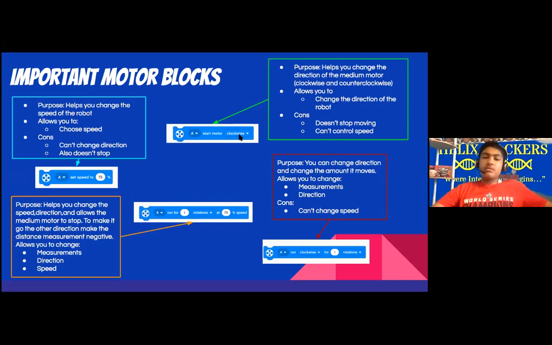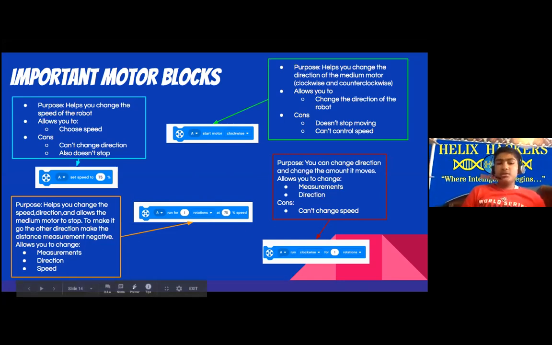If you click this drop down, it'll make it counterclockwise. So you can also control the port, but this one also never stops as you're not telling it the rotation, degrees, or seconds. And you can't control the speed. So that makes it kind of not good when you're using it by itself.